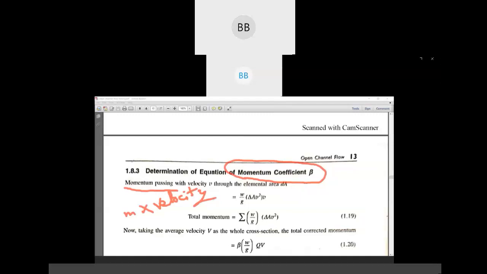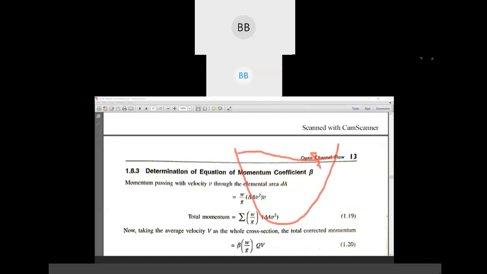So again we are going to consider a small elementary area. We have already discussed what a small elementary area is. When we derive the energy coefficient alpha or the momentum coefficient, we have to consider a small elementary area. Now we find the momentum in that particular small area, that is mass into velocity.